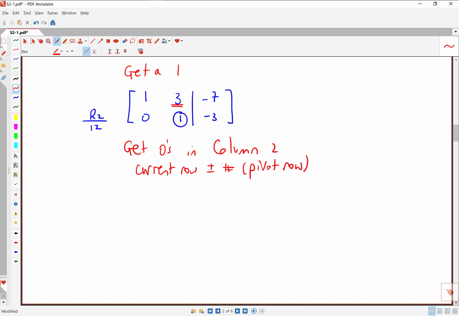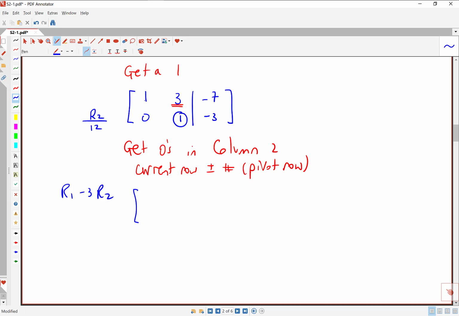And the number that we're going to use is just the opposite sign of the number that we're trying to eliminate. So the correct operation would be row 1 minus 3 row 2. So row 1 is our current row, negative 3 is the sign change of what we're trying to eliminate, and row 2 is our pivot row.